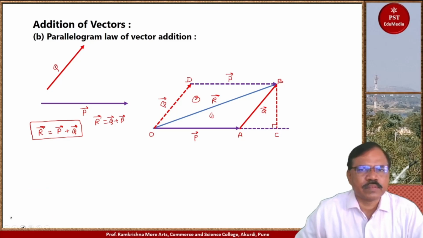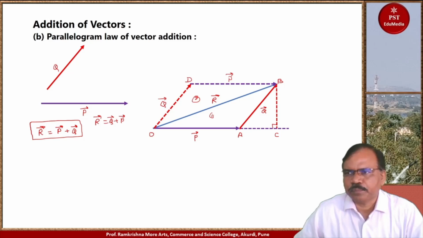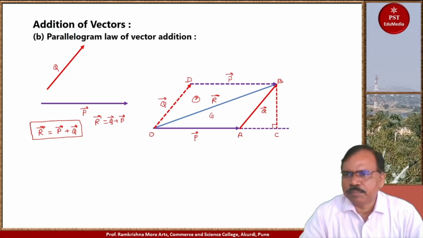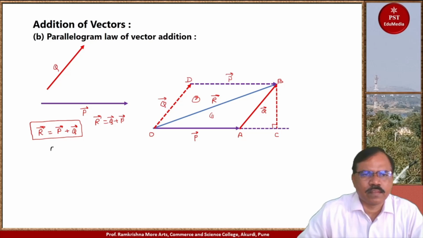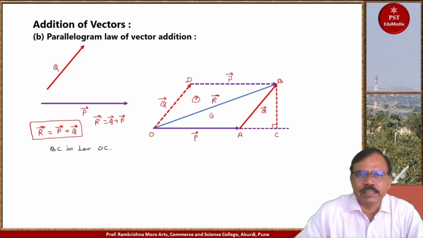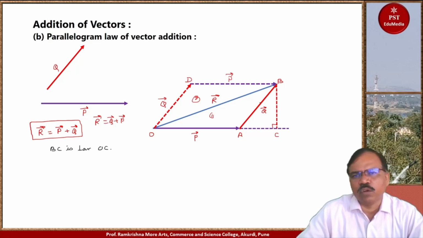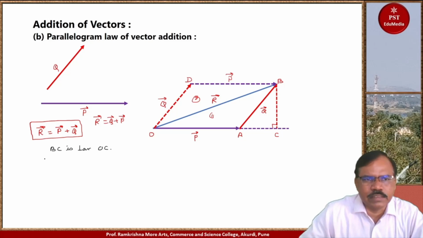Now here, see, what is this OA, what is this OC, and so on. Now we'll see here, BC is perpendicular to OC. OB, that is the magnitude of OB, is the magnitude of R. So if we see here this triangle, consider the right angle triangle OCB.